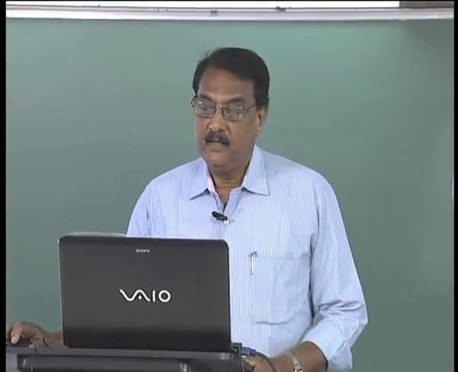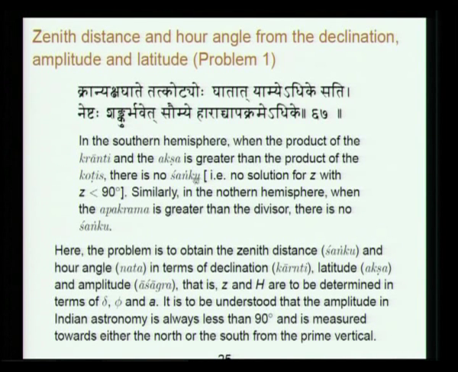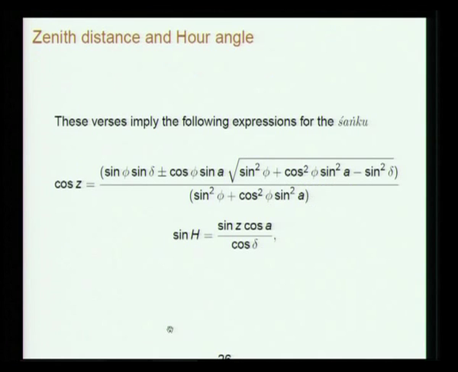So finally the result is, and similarly there are some conditions when the product of the kranti and aksha is greater than something, there is no shanku, there is no solution. So here the problem is to obtain zenith distance and hour angle in terms of declination, latitude and amplitude. So z and h are to be determined in terms of delta, phi and a. So this is the result he is giving: cos z is sin phi sin delta plus or minus cos phi sin a into this.